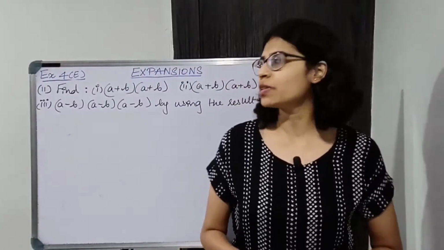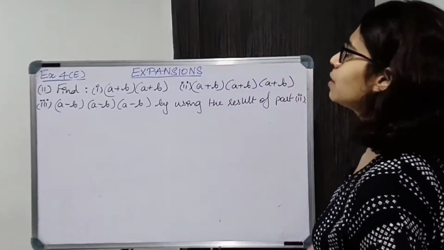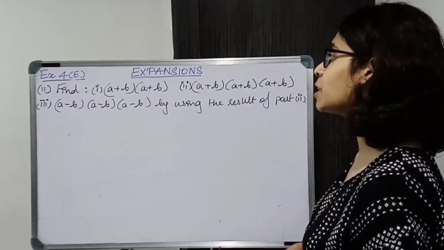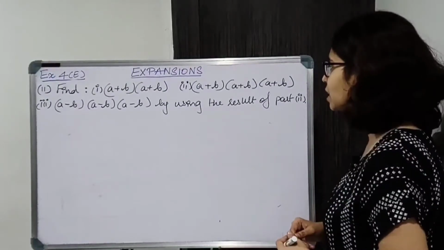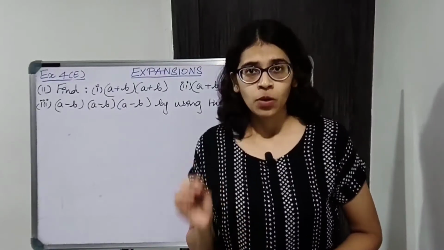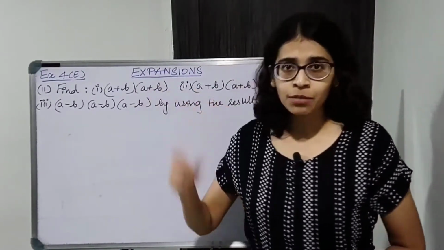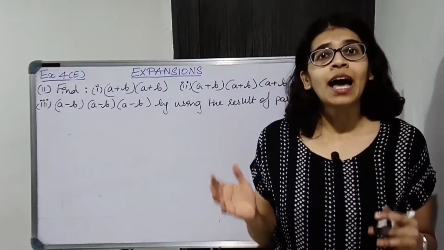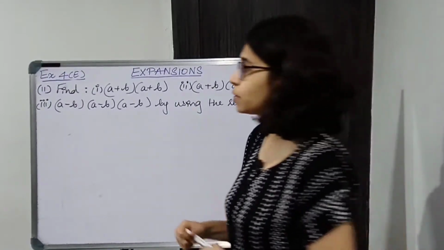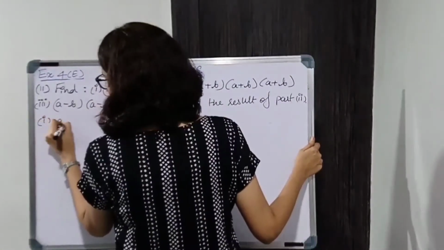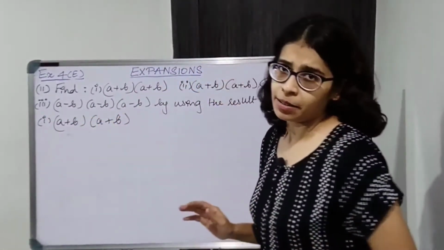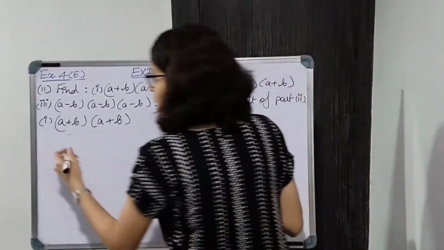Let's read the next question. Question number 11. Find first part a plus b into a plus b, second part a plus b into a plus b into a plus b, and third part a minus b into a minus b into a minus b by using the result of part 2. Students, this is the easiest question. Now we have to expand the brackets. So what we'll do is we'll actually multiply the brackets. Starting with the first sub question, a plus b into a plus b, we don't have to use the identity. We have to expand this without using the identity.